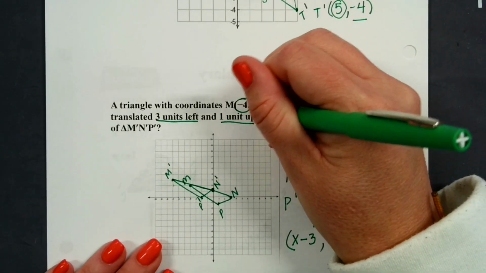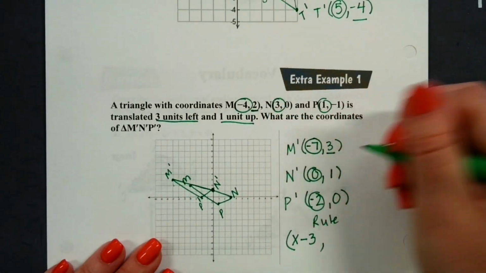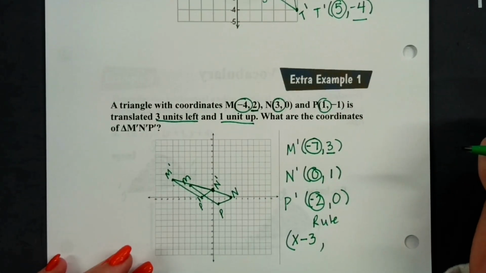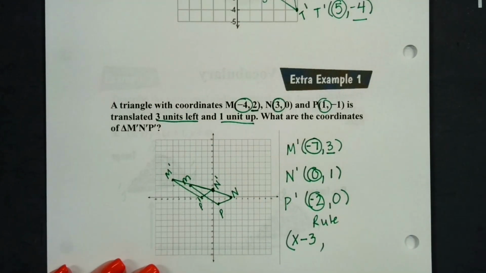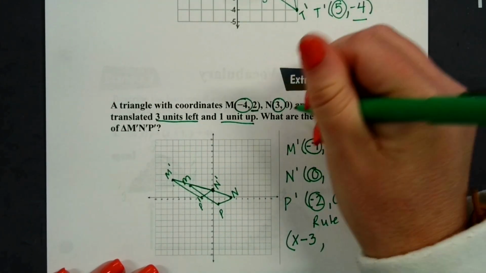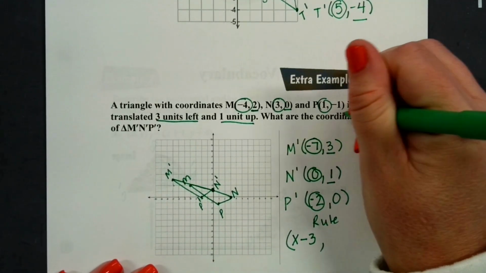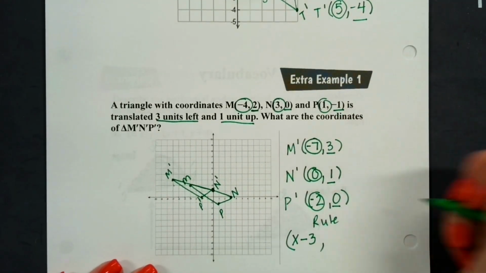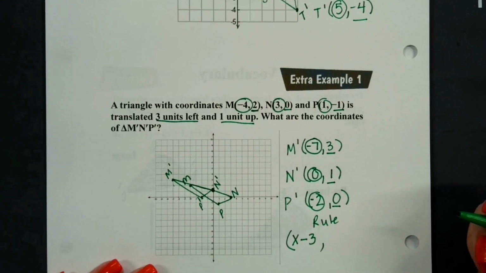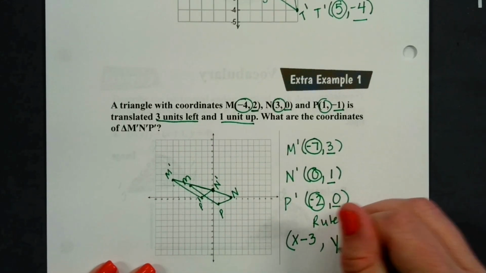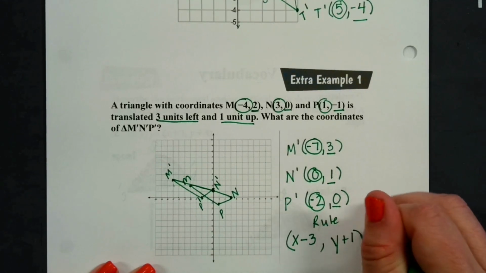Now let's look at my y values. How did I get from 2 to 3? Plus 1. How did I get from 0 to 1? Plus 1. Negative 1 to 0. Plus 1. So all my y values, I added 1.